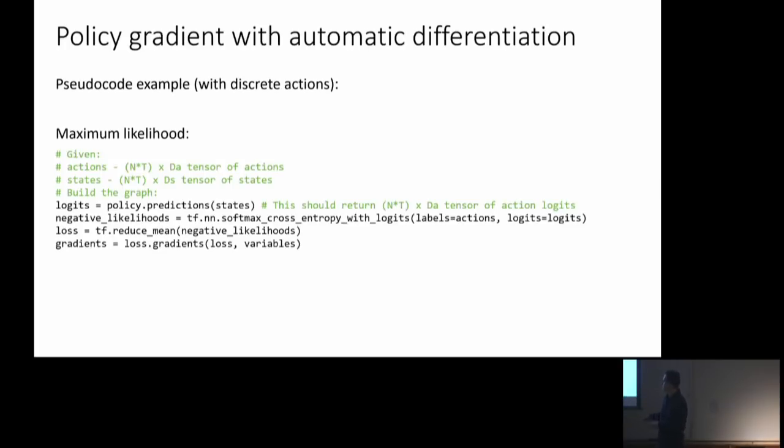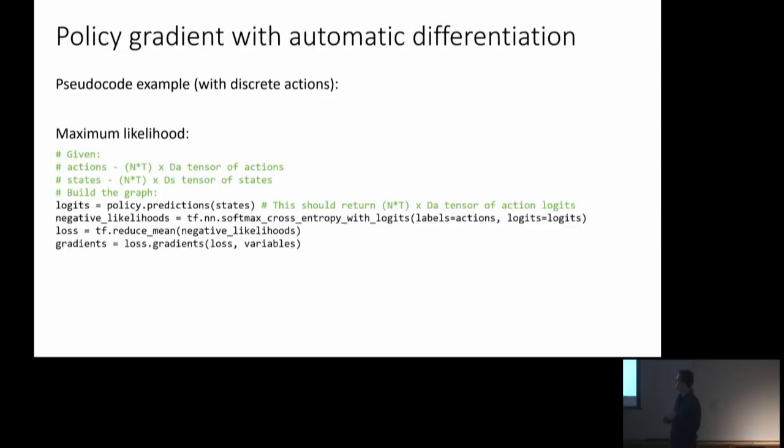If you want to do max likelihood, you would just pass this into a cross entropy loss, where the labels are the actions you actually took, the logits are the logits outputted by your network, and then you do the reduced mean and you compute its gradients. But of course, this doesn't give you the policy gradient. This gives you the maximum likelihood gradient. It tries to make all of your sampled actions more likely.